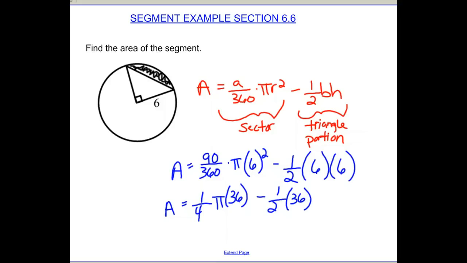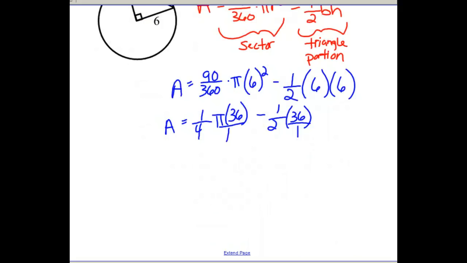Taking it one step further, if you want to put the 36 pi over 1 and the 36 over 1, you can. If you want to make this over 1 and make this over 1, and multiply across the top and bottom, I have the area equals 36 pi over 4 minus 36 over 2.